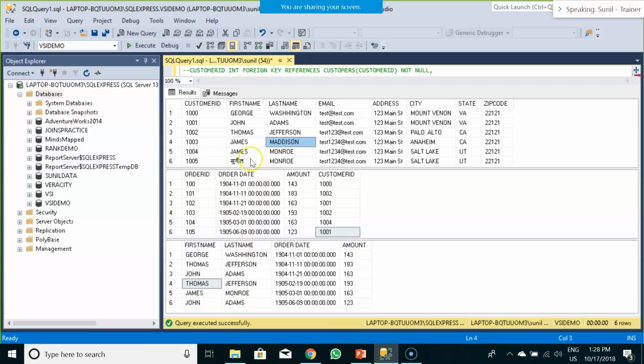It is having James Monroe. It doesn't have any results for James Madison. Now coming to 1005, Sunil Monroe. Does 1005 have an order in the order table? No. So there is no match, so there is no result in the inner join.